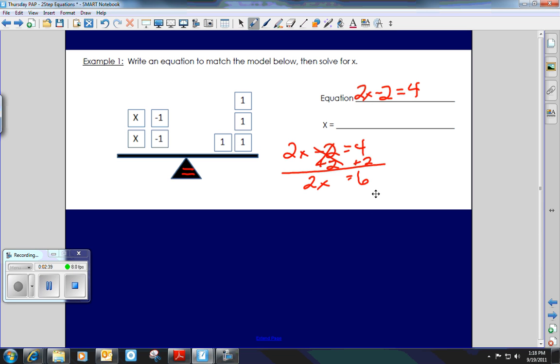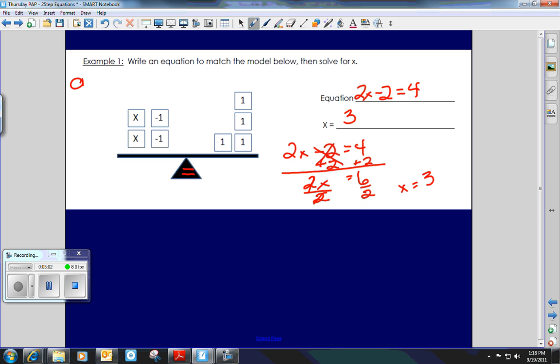Now I just have a straight multiplication equation to solve. So now I can divide by 2 on this side and divide by 2 on that side. And 2 divided by 2 is 1, so we can cross those out. That will be x equals 3. Okay, I'm going to put a 3 here. I'm going to go back and make sure that that solves the equation correctly.